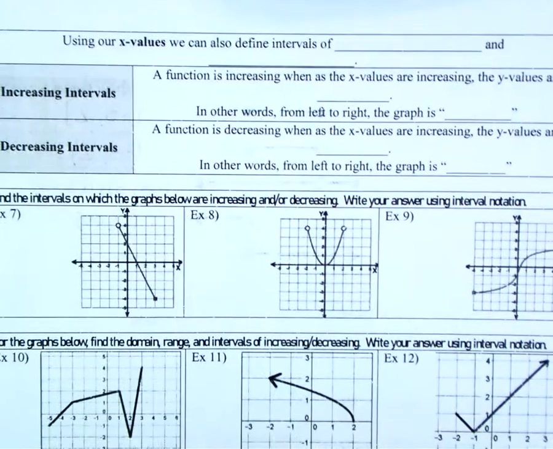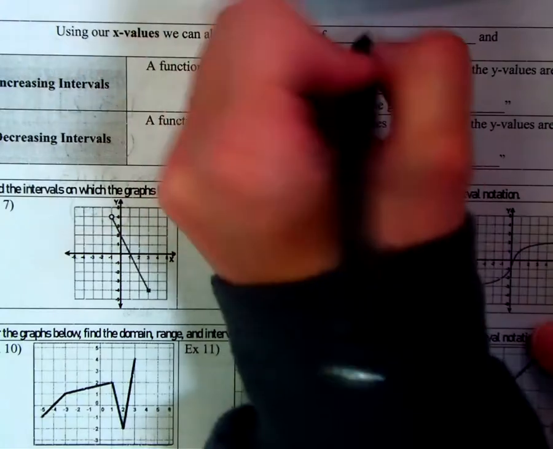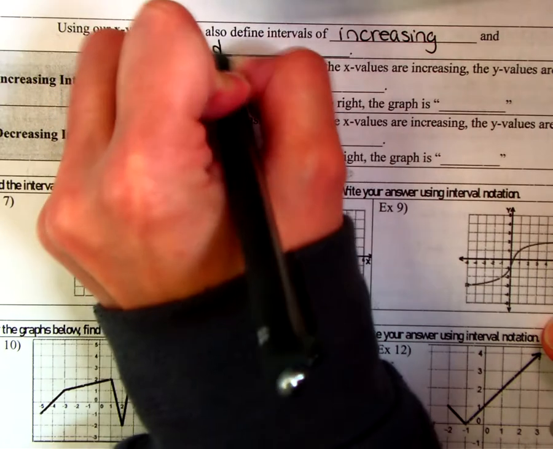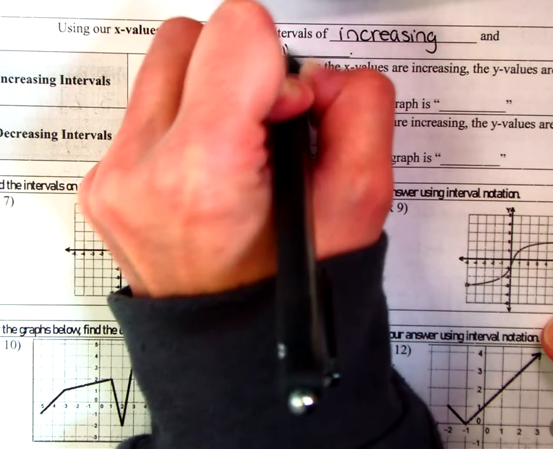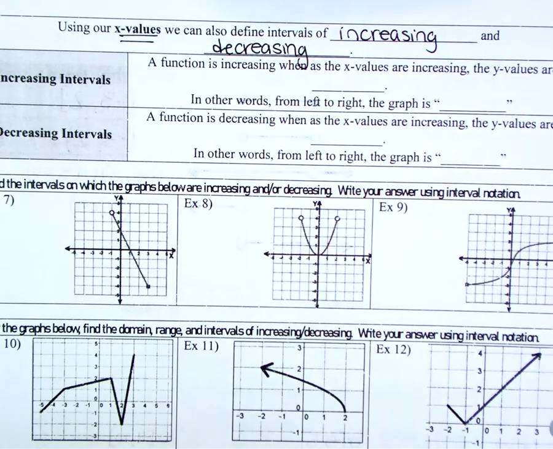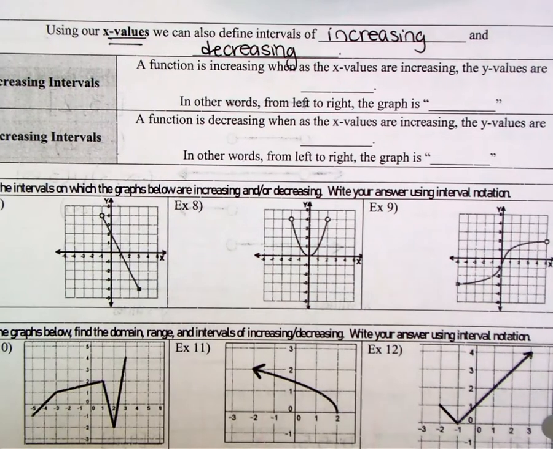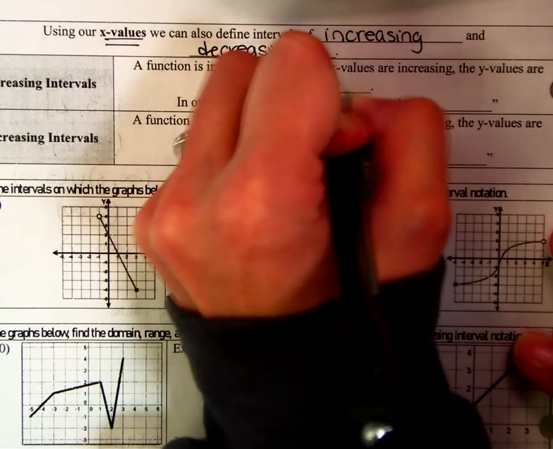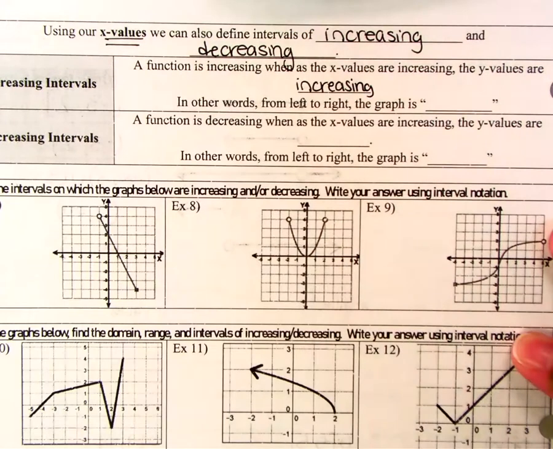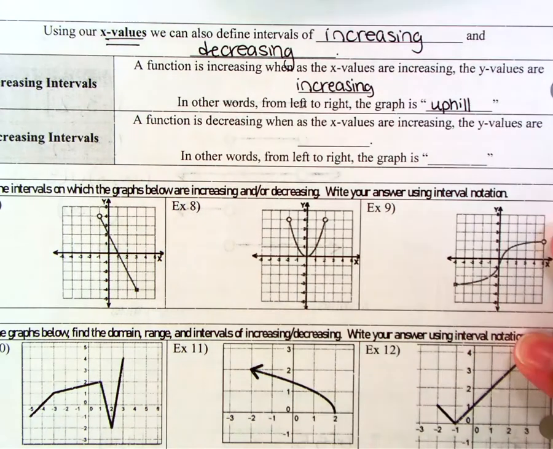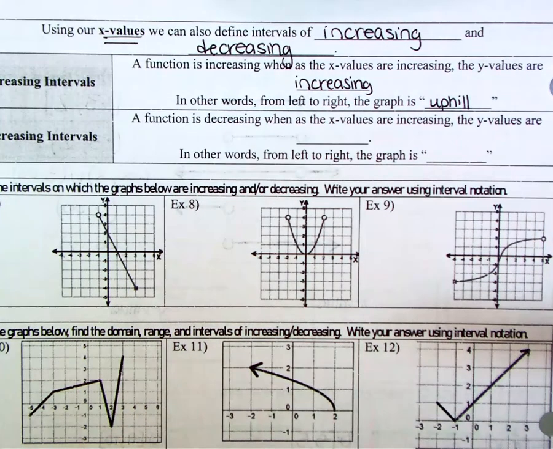So if we look at one more thing today, we're going to use our x values and we can define intervals of increasing and decreasing. And this is using our x values. So increasing, by definition, a function is increasing when as the x values are increasing, the y values are also increasing. In other words, from left to right, the graph is uphill. So if you trace it with your finger, are you going uphill or downhill?